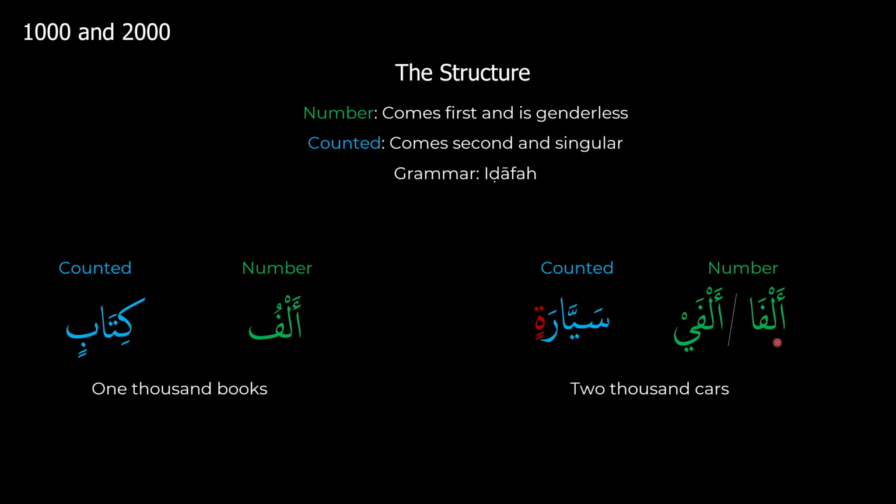And then same thing here. This is going to be alfa sayyaratin or alfay sayyaratin, depending on whether it's rafa or nasb or jar, right? And this is just 2,000 cars.